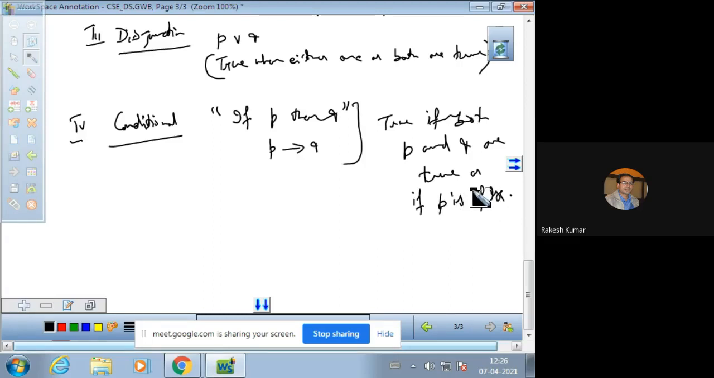Remember this. If P and Q both are true, or if P is false. कंडीशनल के केस में ट्रू वैल्यू तभी आएगा अगर या तो दोनों के दोनों P और Q ट्रू हों, और if P is false. So we can show it with the help of truth table. Suppose P takes the values again T, T, F, F. Q takes the values T, F, T, F. So P conditional Q will be given like this. If both are true, it will have true.